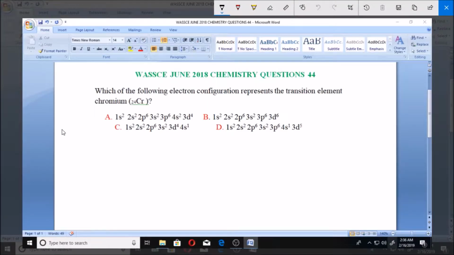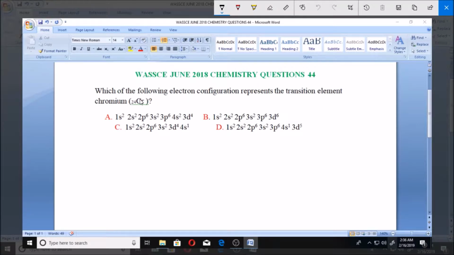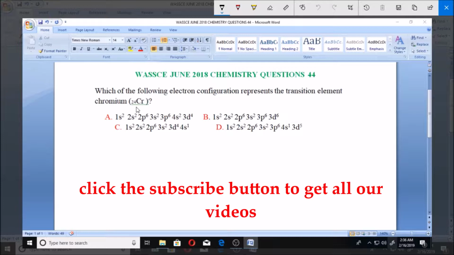Now let's look at problem number 44 for Chemistry past question 2018. Which of the following electron configurations represents the transition element chromium with atomic number 24, Cr24?